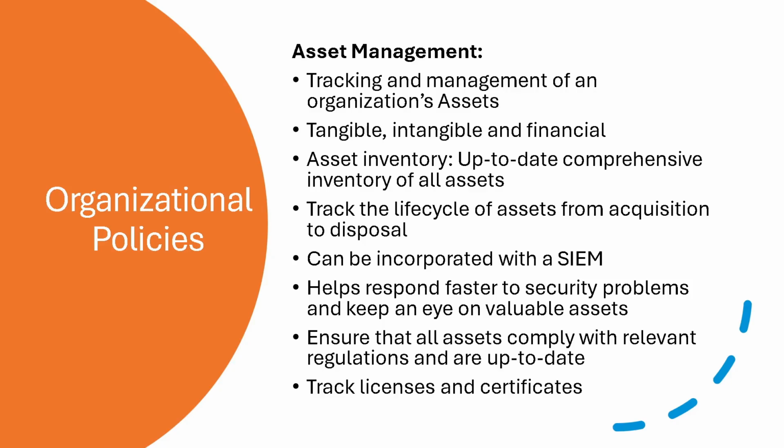Asset inventory. Asset inventory is an up to date comprehensive inventory of all assets. This should include asset types, model and serial number, location, acquisition date and cost, assigned user or department, and warranty and maintenance information. Track the life cycle of your assets from acquisition through deployment, usage, maintenance, and eventual disposal. This helps you make informed decisions about the asset lifecycle stages.